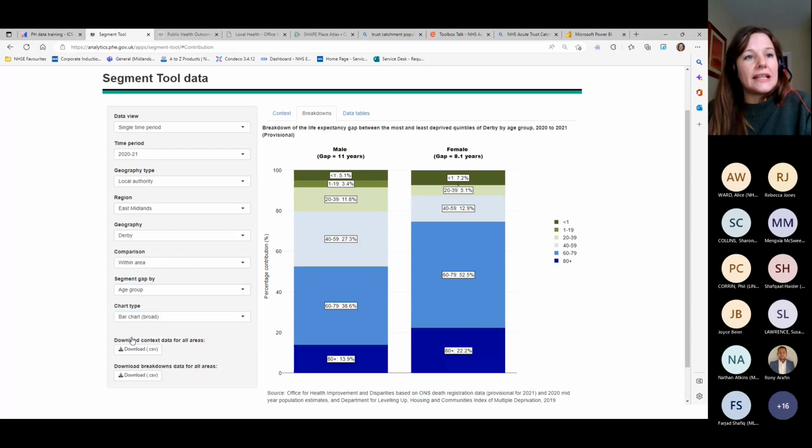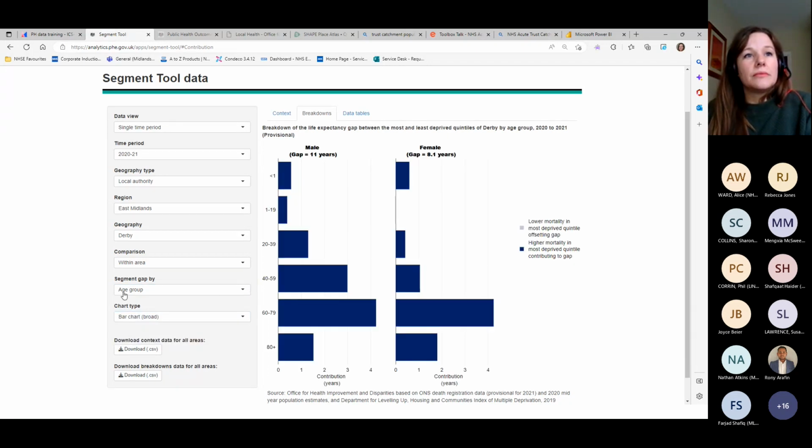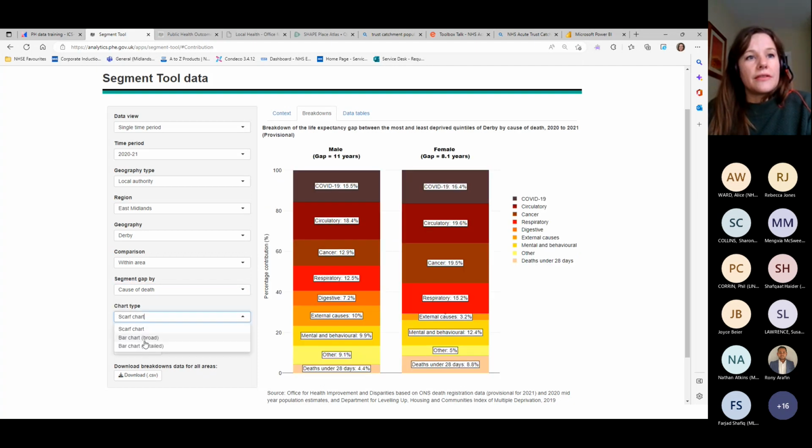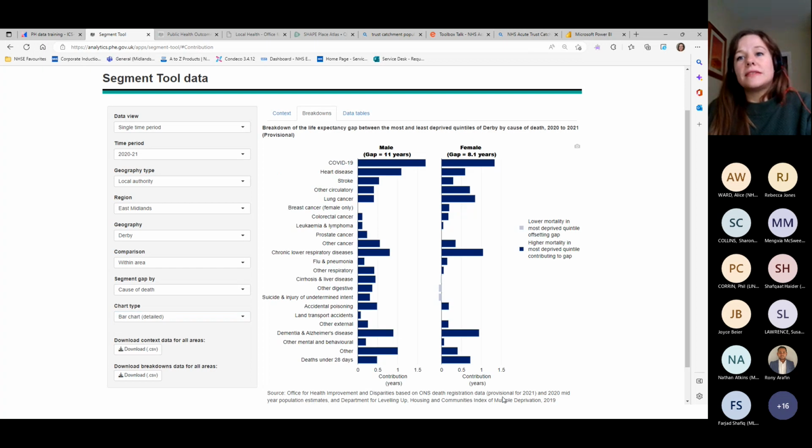We can also look at this data in a bit more detail. I'm going to look at this by cause of death. So this gives us the actual number of years that each of these conditions contributes to the difference in life expectancy. Where they are lighter blue, they actually offset the difference. So for women, there are fewer deaths than expected among deprived populations for cirrhosis and liver disease, other digestive systems, and suicide and injury.